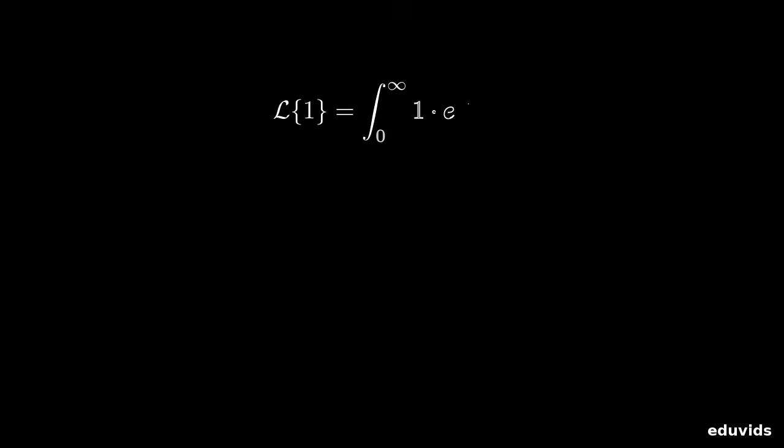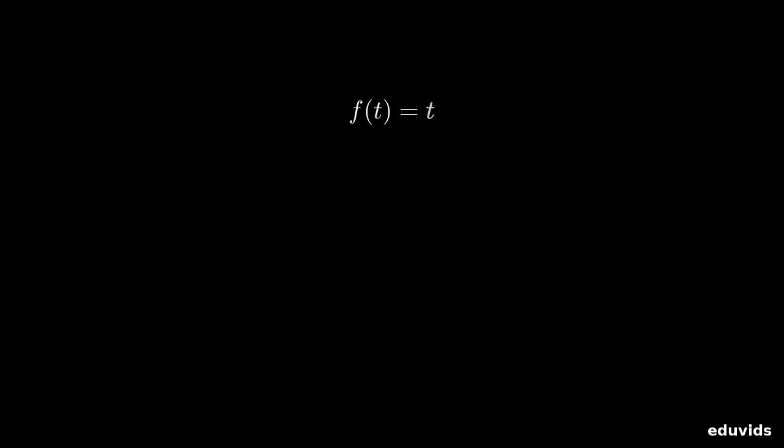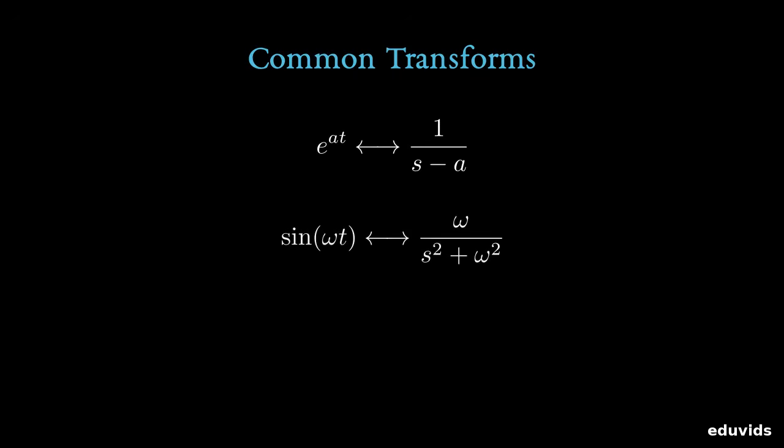Let us try this with the simplest function, the number 1. We integrate 1 times e to the power of negative s times t from 0 to infinity. The result is 1 divided by s. If we try this with the function t, we use a method called integration by parts, and we get 1 divided by s squared. This works because the transform turns calculus operations into basic algebra.